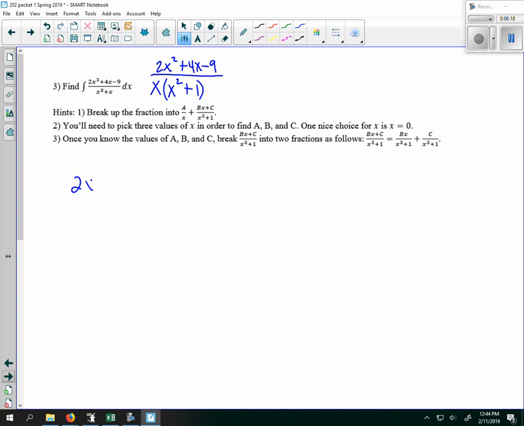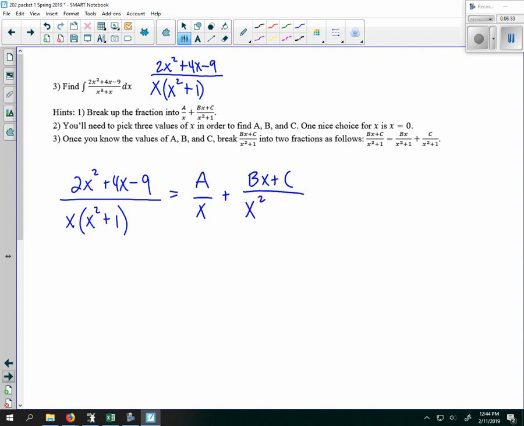I have (2x squared plus 4x minus 9) over x times (x squared plus 1), and I need to break this into A over x plus (Bx plus C) over (x squared plus 1). So I multiply both sides by the common denominator, x times (x squared plus 1).